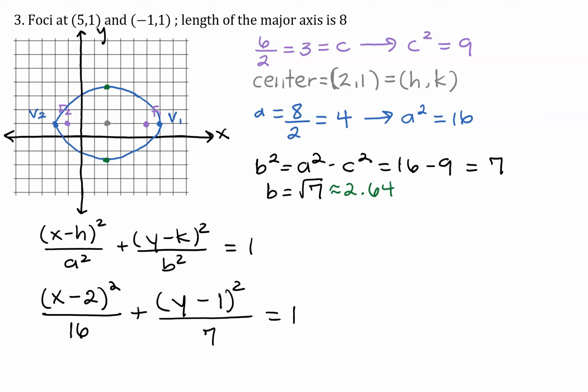I'm just going to go ahead and jot down the coordinates for the vertices. You've already found them, but I will write them down. We had a vertex at the point (6, 1), and another vertex at the point (-2, 1). And as for our foci, well, we were given our foci, and so we do not have anything to find there.